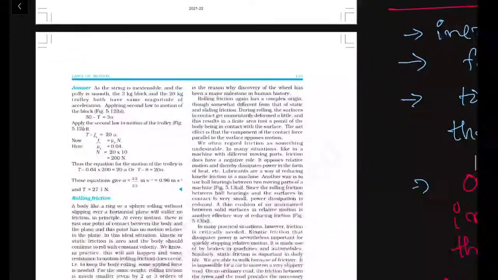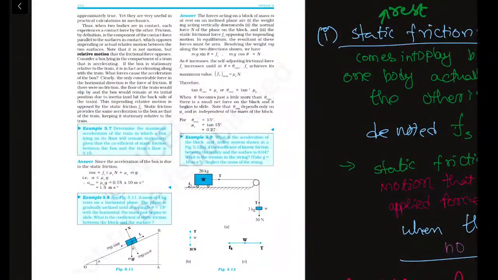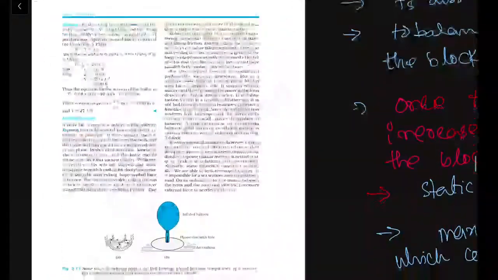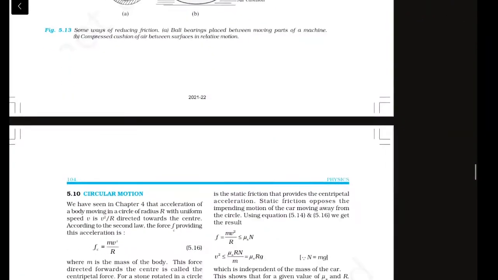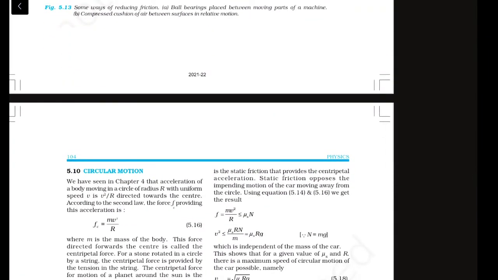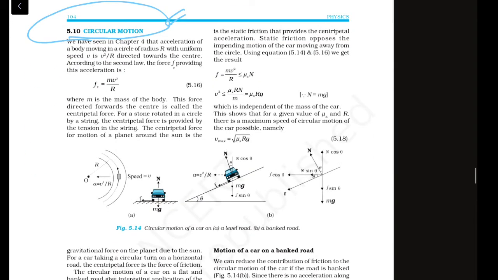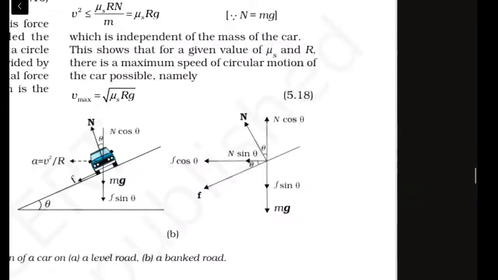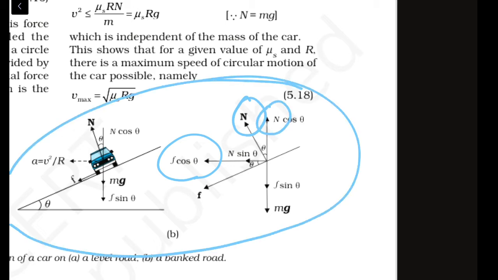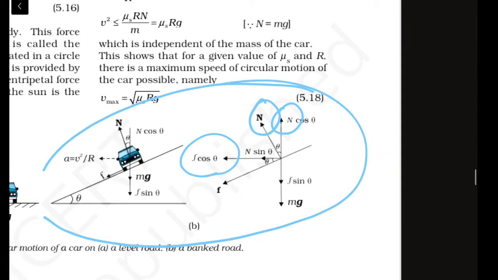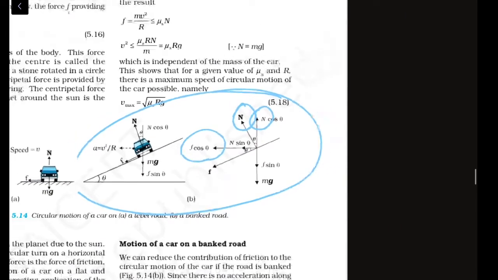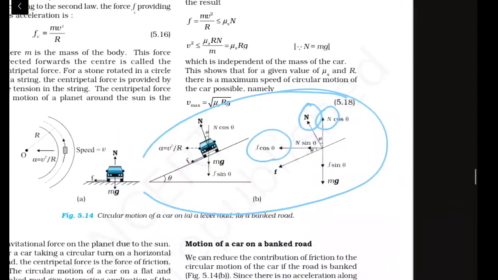Here in the previous video, we completed rolling friction, kinetic friction, static friction, and limiting friction. Now we need to start circular motion. Here, we can observe some arrows. These are the vectors. How can we get this? How are we able to understand this? By this I will explain some basics.